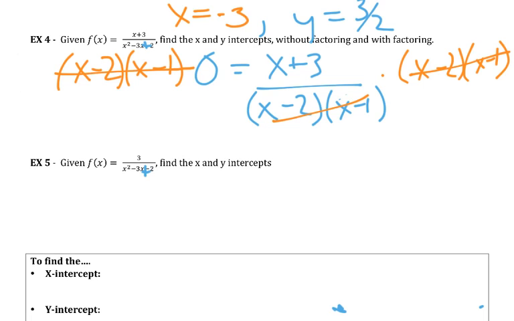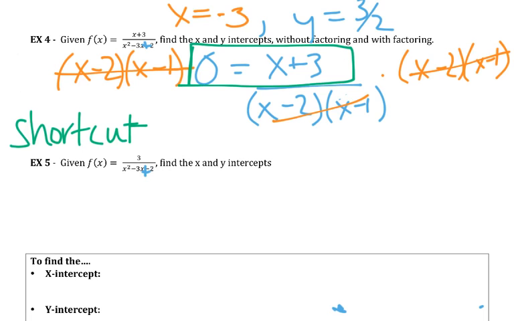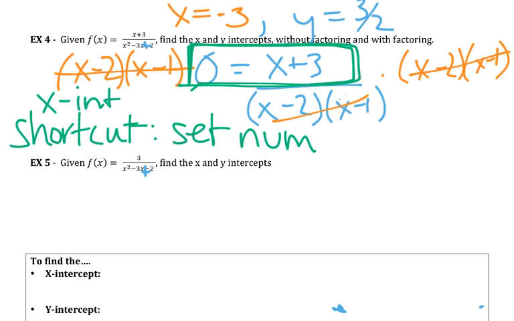So a shortcut for finding the x-intercept is to just use the numerator. The denominator will always cancel out. So you can go straight to the numerator and say 0 equals the numerator and solve for the x-intercept. So the shortcut for the x-intercept is to set the numerator equal to 0. If you don't, that's fine. You can still get the same answer. This just saves you time.